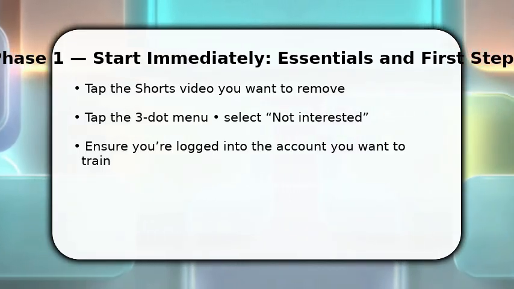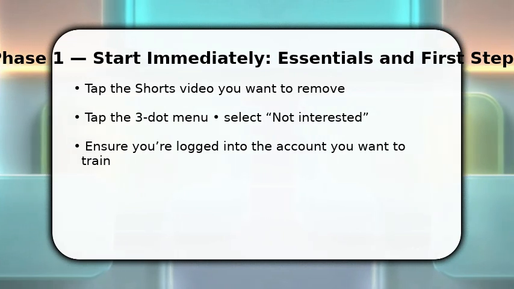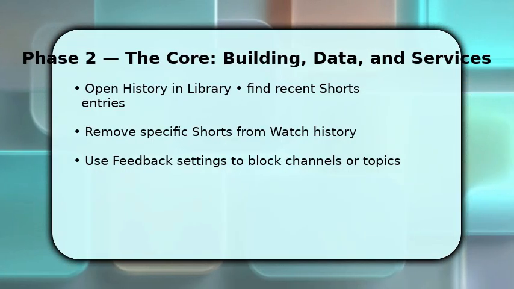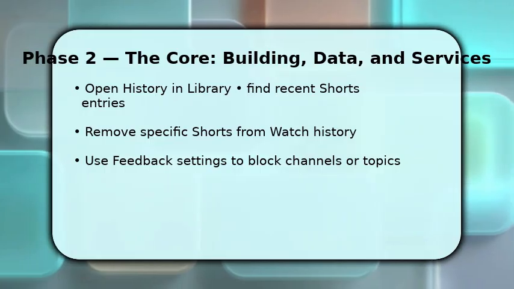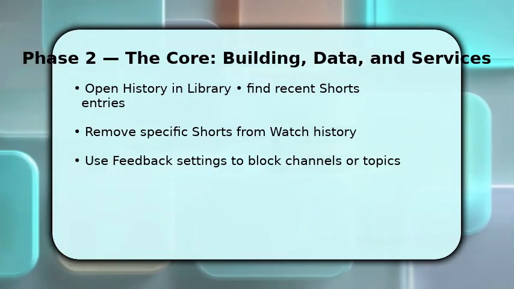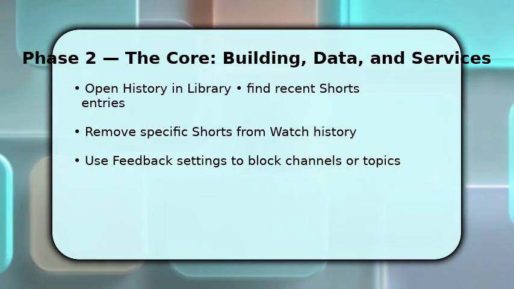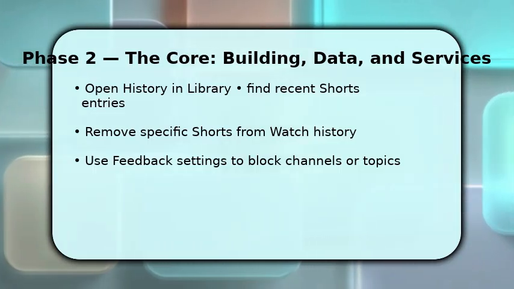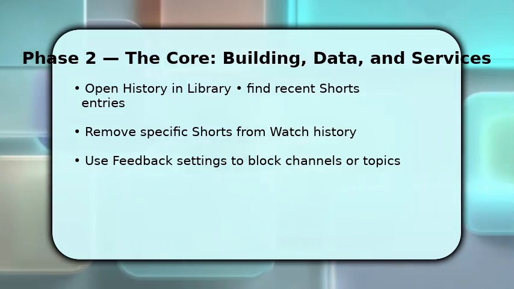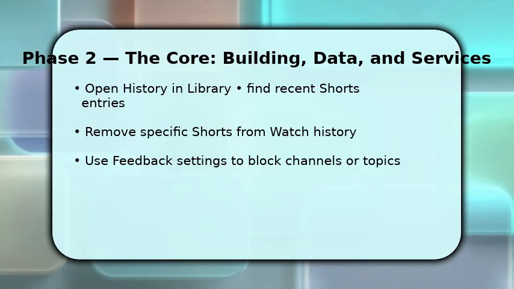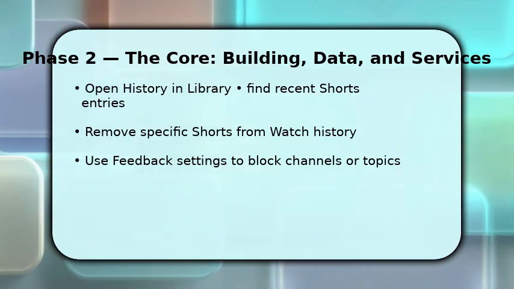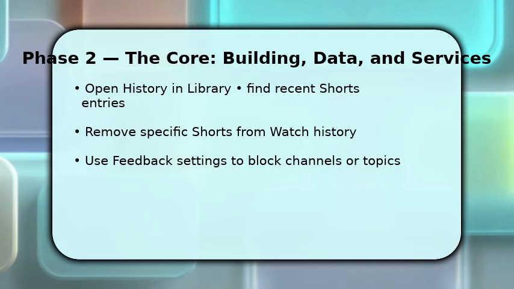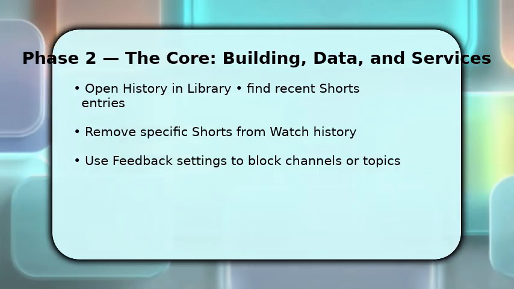Next, go into Library, open Watch History, and filter by Shorts or Recent Views. This removes signals that caused similar recommendations. Once done, remove individual shorts from history so YouTube loses the association between that content and your interests. You can also use the feedback options on videos to tell YouTube to stop recommending a channel or topic. These steps refine the algorithms.